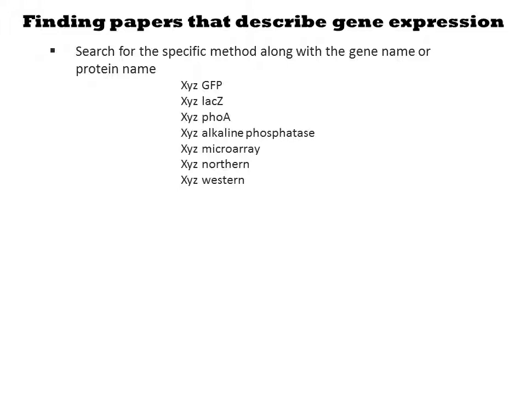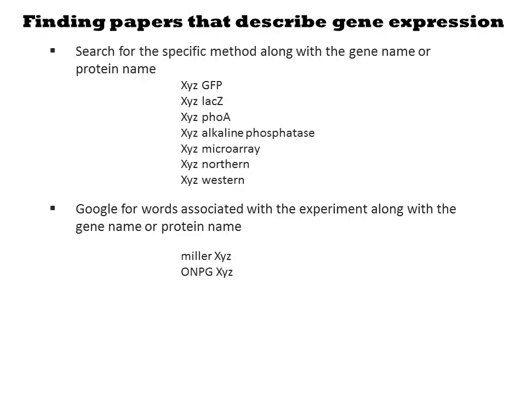If you are searching for things by a specific method, your queries would look like XYZ plus GFP or LacZ, PhoA, alkaline phosphatase, microarray, northern, or western. If you want to use words associated with an experiment, you might try Miller or ONPG.